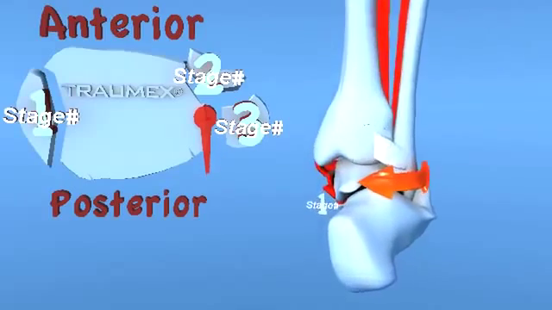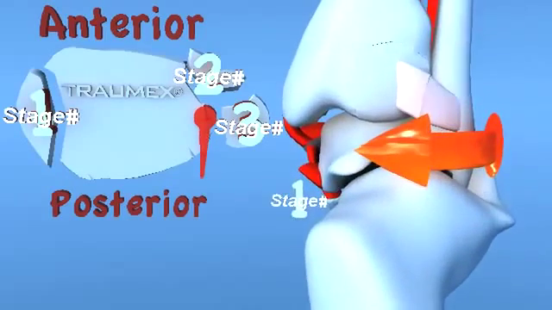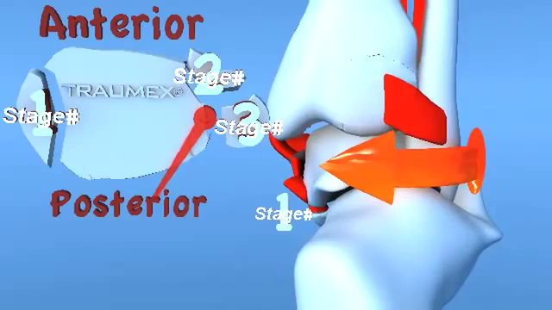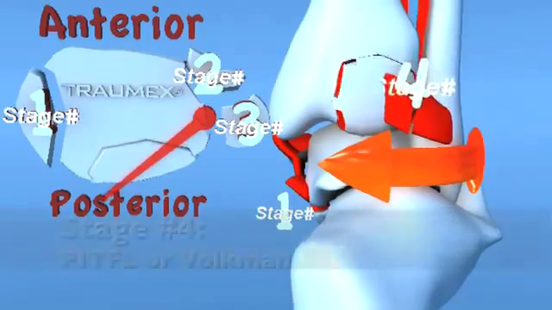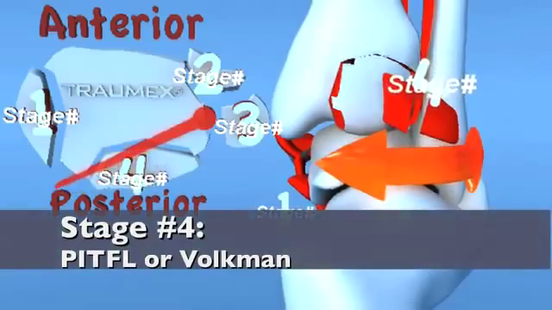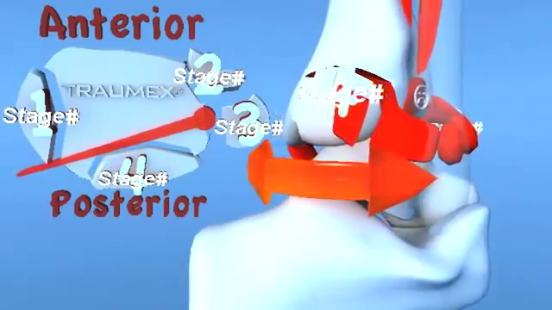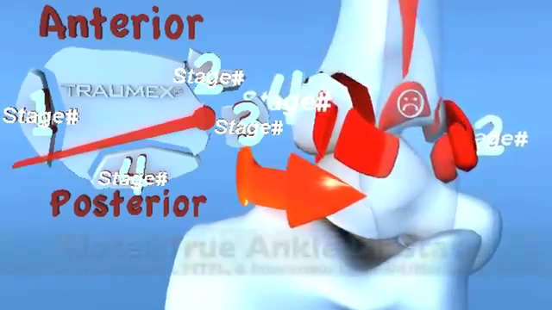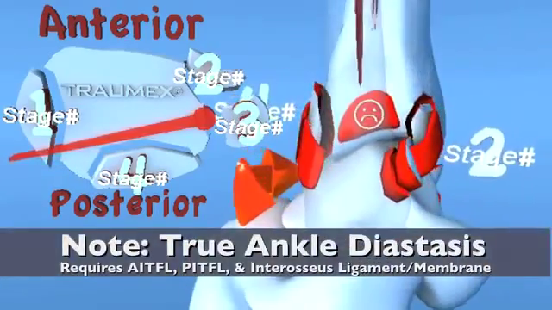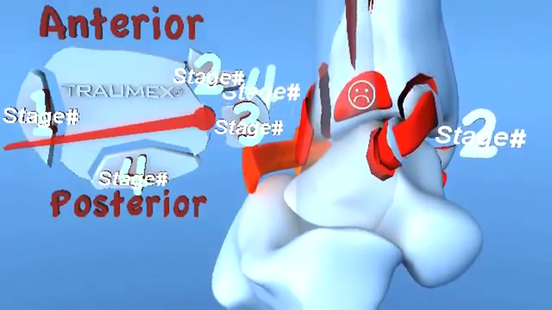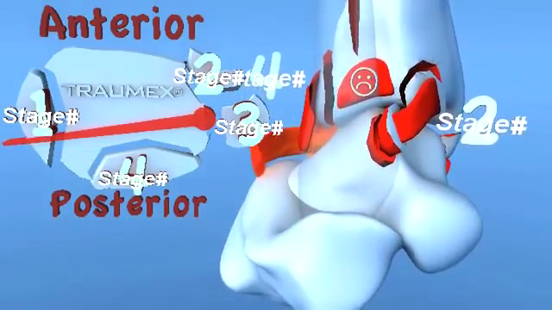If the forces progress into stage 4, either a rupture of the posterior tibiofibular ligament or a fracture of the posterior malleolus, also known as Volkmann's fracture, will occur. Note: the combined rupture of the anterior inferior tibiofibular ligament, the posterior inferior tibiofibular ligament, and the interosseous membrane results in a true ankle diastasis.